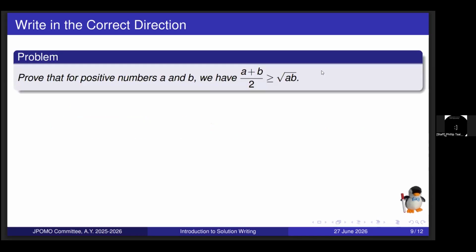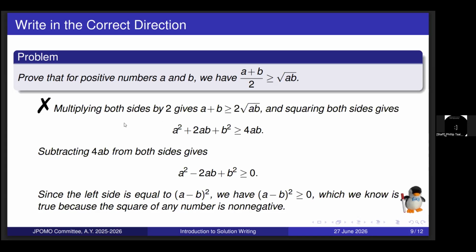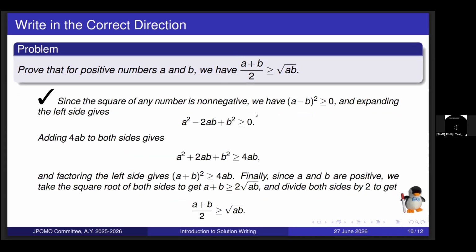So here's an example here. Here's the AM-GM inequality for two numbers instead. Prove that for positive numbers A and B, we have (A plus B) over 2 is greater than or equal to the square root of A times B, right? This solution is wrong because you start from what you need to prove, the AM-GM inequality, and then you proceed to a true statement. Instead, a correct way to write it would be starting from a true statement like (A minus B) squared is greater than or equal to 0, and then proceeding to the AM-GM inequality.